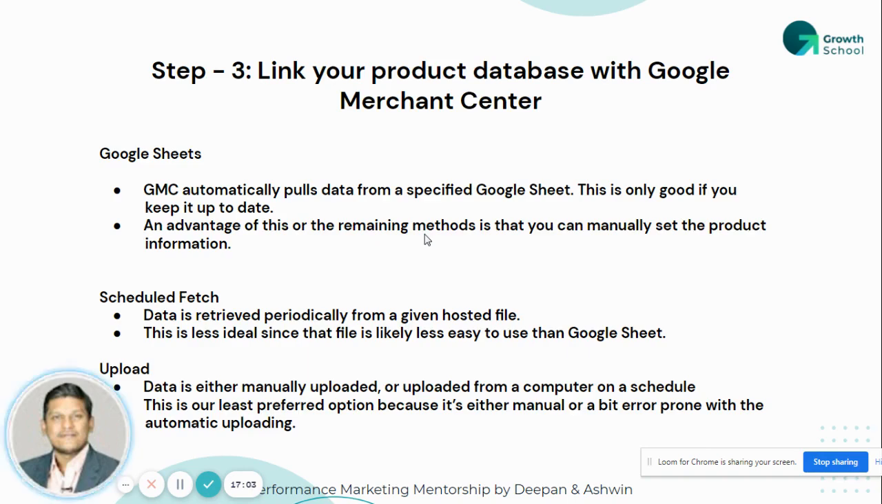Then automatically the numbers will be passed to the Google Ads dashboard. Okay. Then there is something called schedule fetch. So what happens? You can talk with your developer, and what they can do is pull the data from the system and automatically push it into Google Sheets, and it can be updated to the system. The last option is upload. You can manually upload it to the system.